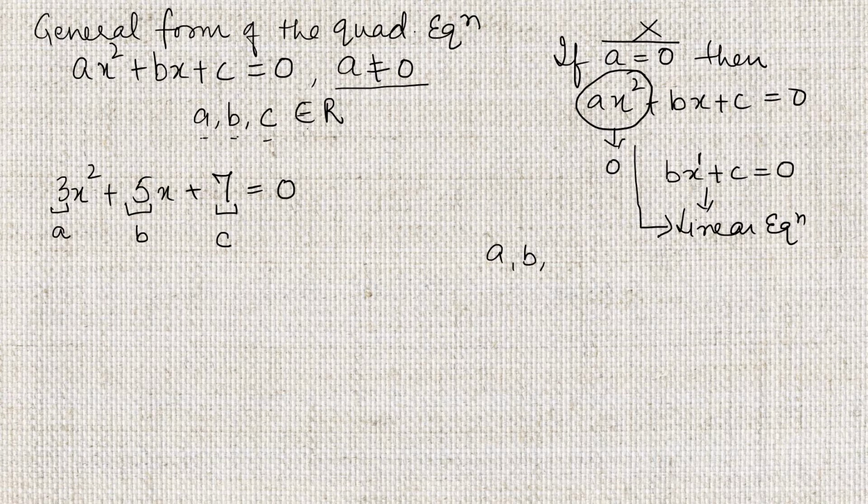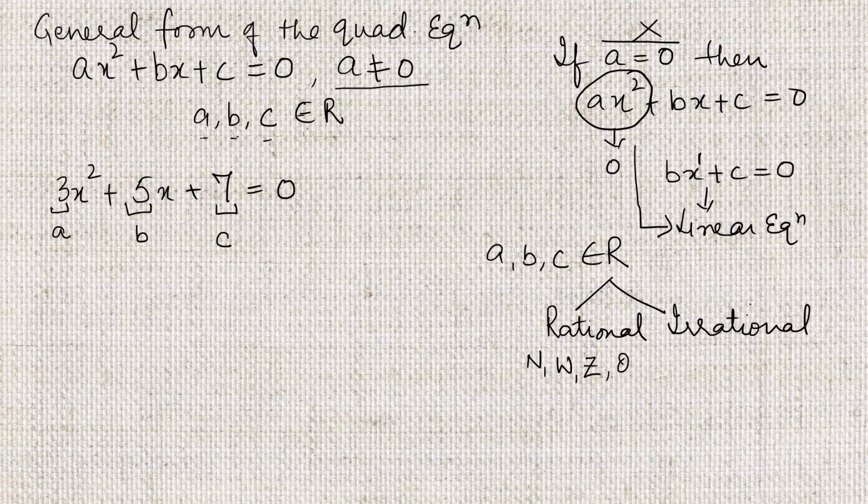If a, b, c belongs to the real number system, that means they can take either rational values or irrational values. Rational means natural, whole numbers, integers and rational numbers, and of course including fractions. Irrational numbers are of the form root 7, root 2, root 3, etc. So they can take any natural, whole number, integer or rational number as a value, or any irrational number as the value. Take one example, x square plus root 5x minus 3 equal to 0.